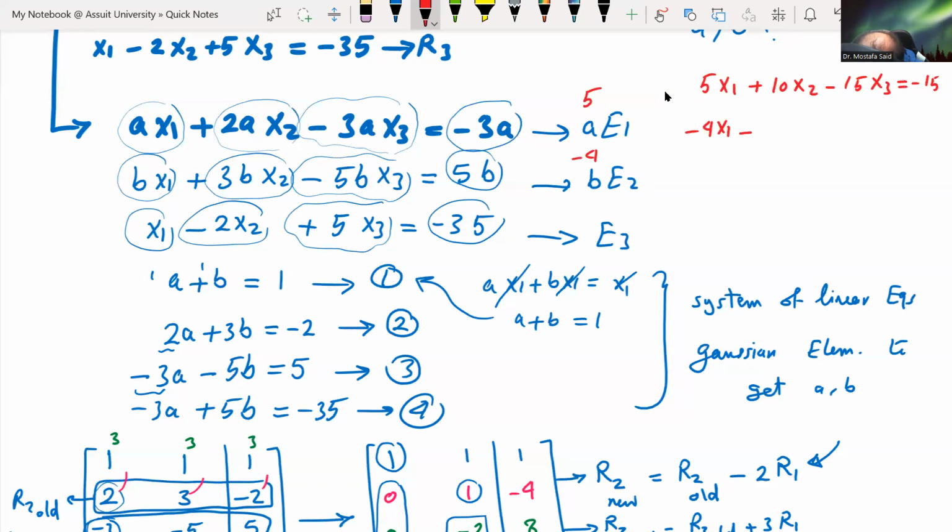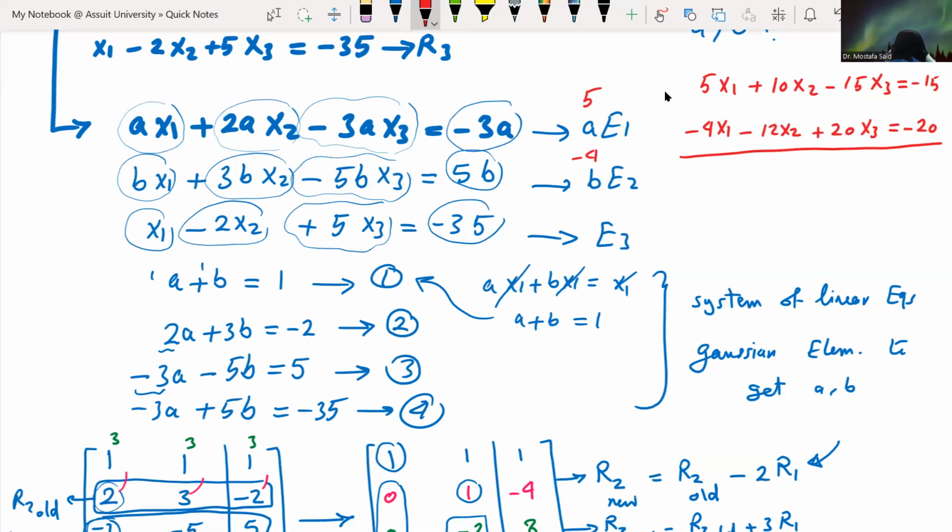-4x1 minus 12x2, minus 20. I'm sorry, plus, because -5 multiplied by -4 will be plus 20x3, equal to 5 multiplied by -4, it's -20. Let's add these together. What you need to do is add the corresponding terms: the x1 terms separately from the x2 terms, from the x3 terms, from the constant terms.